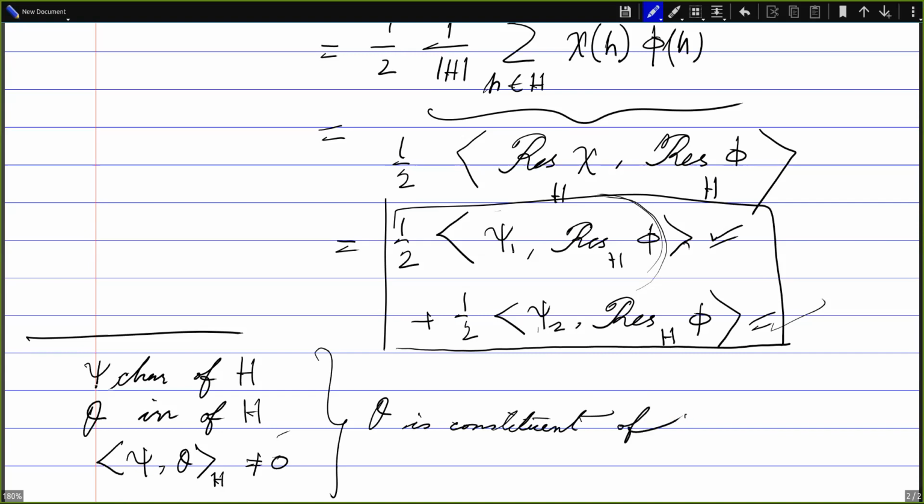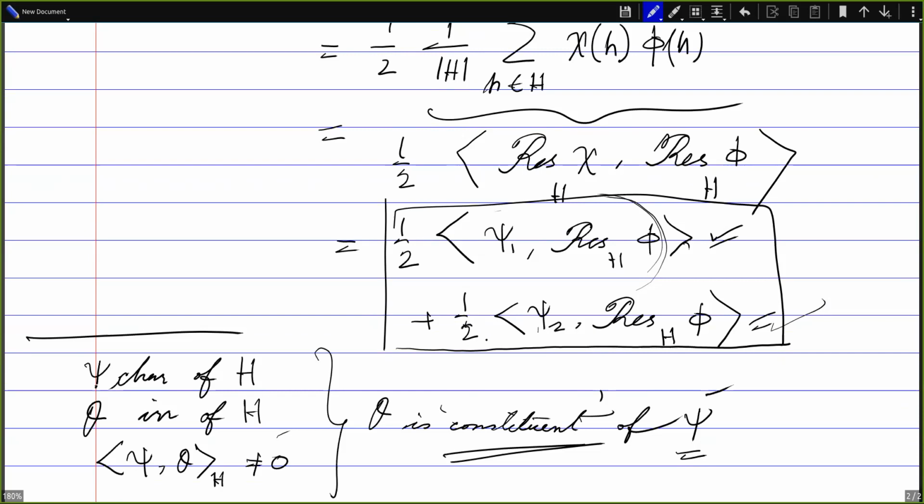I think you are able to realize why it is reasonable to call it a constituent, because you can write psi as a linear combination of the irreducible characters. Once you ignore the characters whose coefficients are zero, you are just left with those whose coefficients are non-zero, and their sum becomes equal to psi. So in a sense, those characters constitute psi. Therefore it is legitimate to call them constituents.